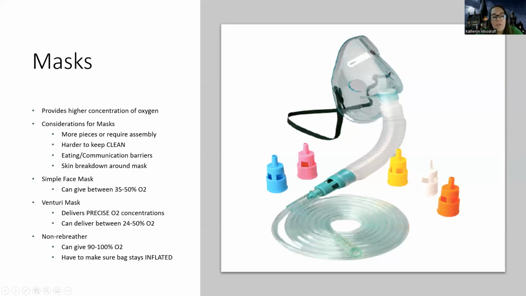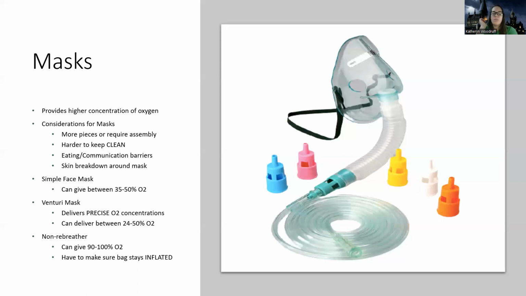There's also what's called a non-rebreather, and I have pictures of these on the next slide. This is another mask that's going to allow me to give up to 100% oxygen. It's usually what patients come to us on after surgery, or right before they need a breathing tube if they're really not doing well. Something to consider is that, in order for it to work properly, the bag has to be inflated. Just like I have to check the oxygen cylinder or the flowmeter on the wall to see how many liters of oxygen they're on.